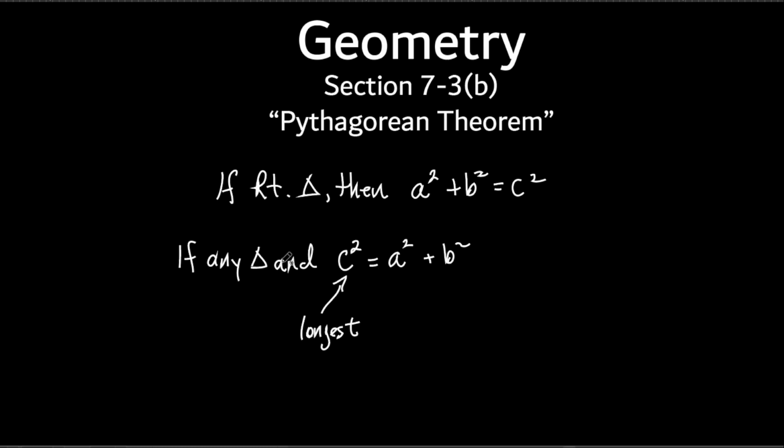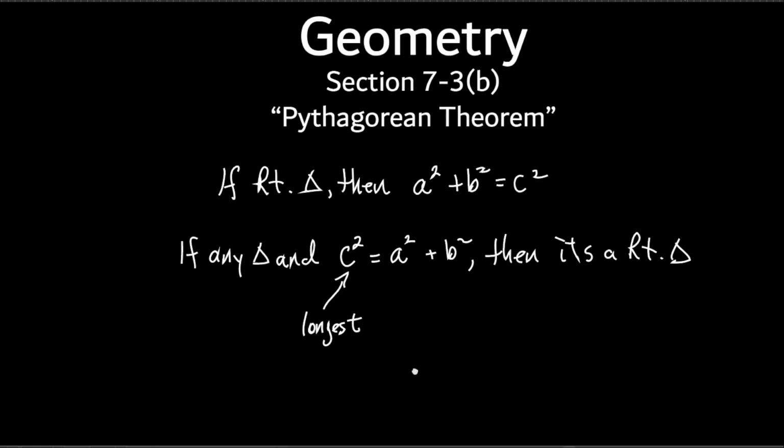So if any triangle, if this is true, then what? It's a right triangle. Okay? Does that make sense? All right, it's the converse. We've kind of done that stuff before. We switched the if and the then around. And so it should be pretty familiar to you.